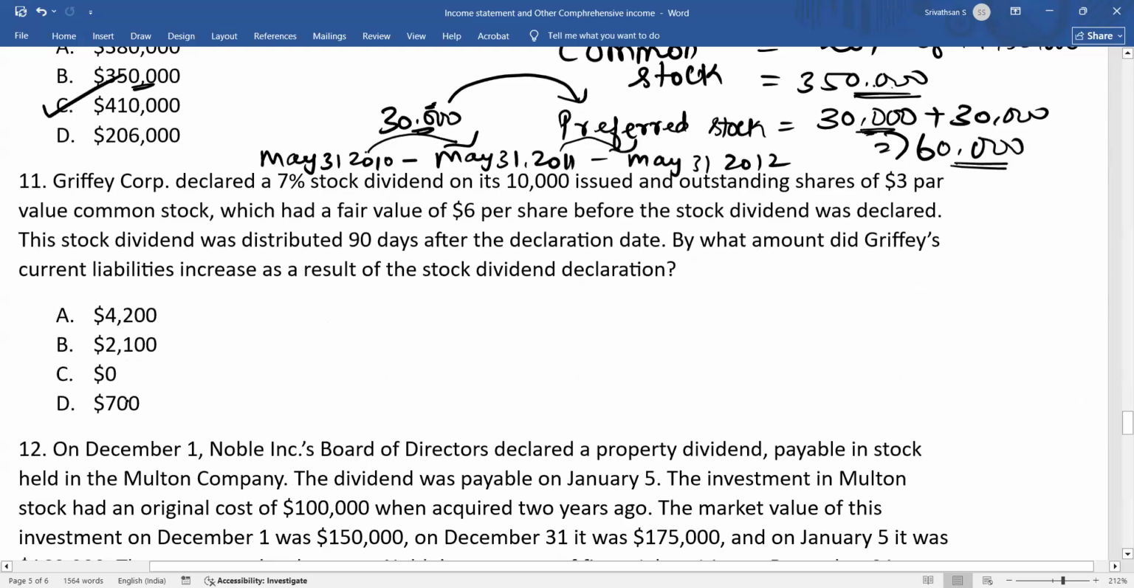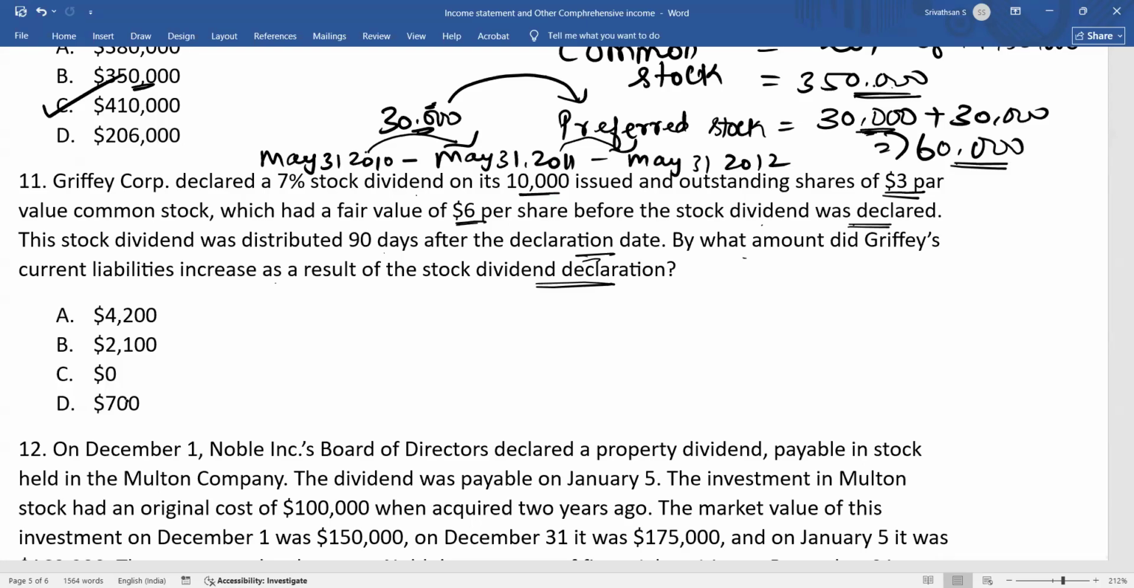11th question. Griffey Corporation declared a 7% stock dividend. It is a small stock dividend. 7% stock dividend on its 10,000 issued and outstanding shares of $3 par value common stock, which had a fair value of $6 per share before the stock dividend was declared. This stock dividend was distributed 90 days after the declaration date. By what amount did Griffey's current liability increase as a result of the stock dividend declaration?